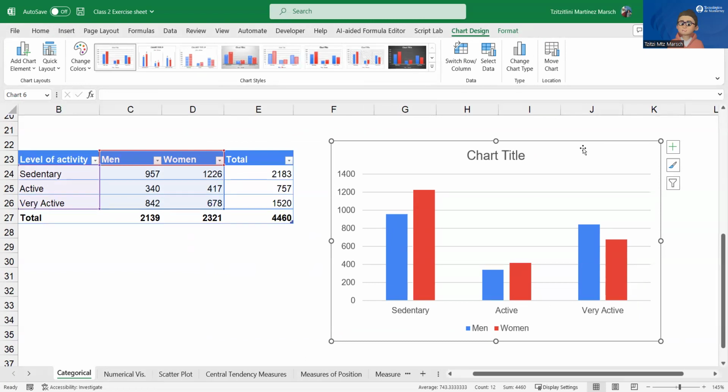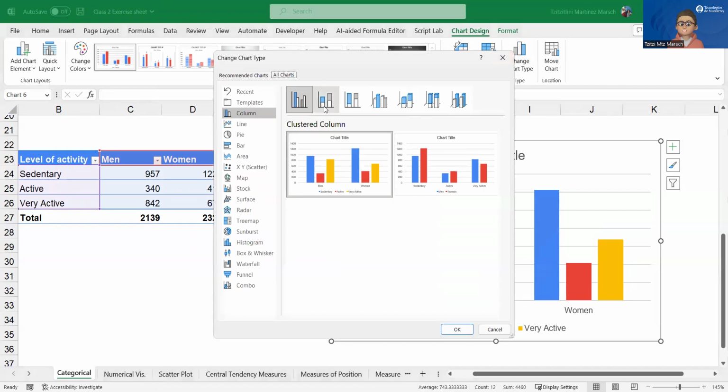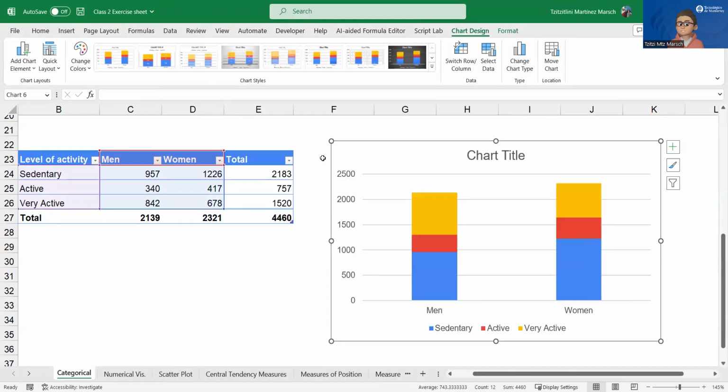Do you want to talk about the level of activity? We can leave it like that. If you want to really make a difference or be able to see the difference between men and women, we can switch around the columns and we can have all the data grouped for the women or all the data grouped for the men. We can also use, I'm going to change the graph type, the piled graph or the stacked graph. And that will also give us the information.